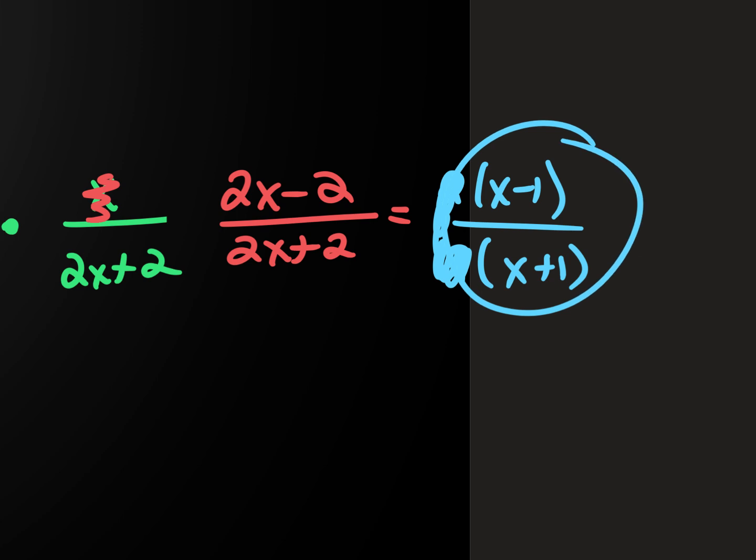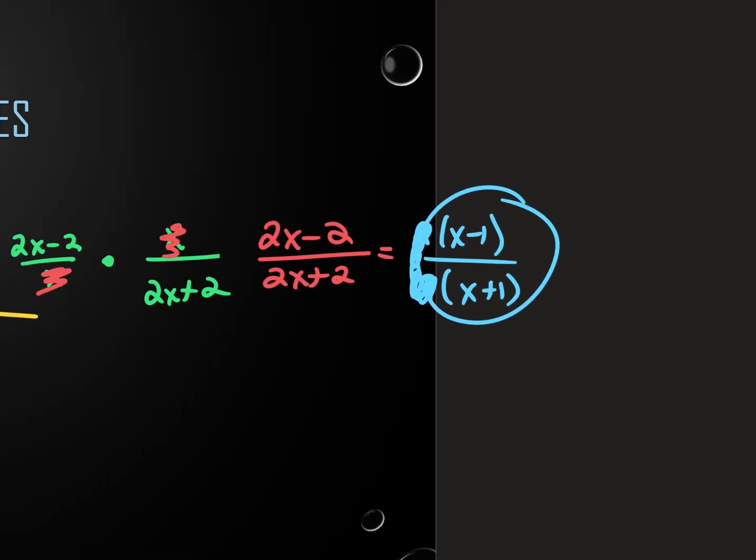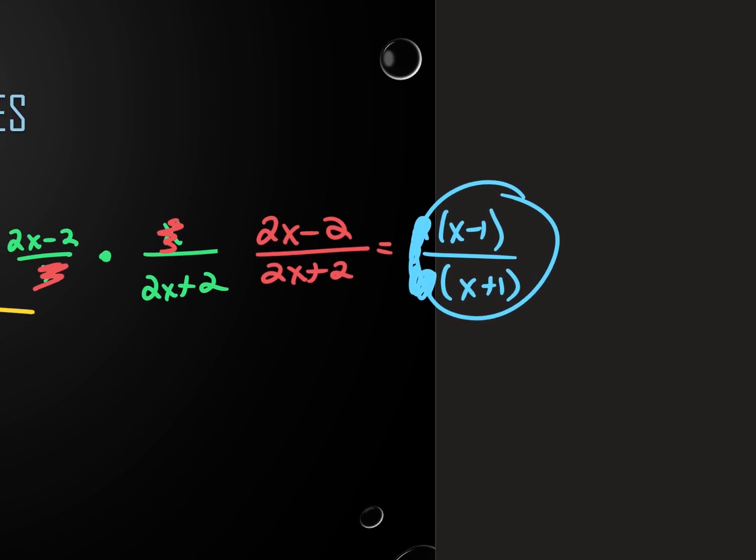Don't just start randomly crossing off. Oh, I see 2's in the numerator, 2's in the denominator. You have to wait until you simplify everything and then take out the GCF. Yeah. Can you simplify downstairs?